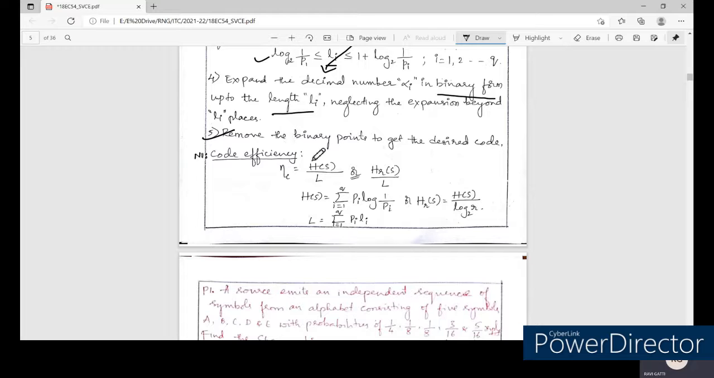After conversion we need to calculate how efficiently we have converted the source alphabet into code alphabet. For that we use the code efficiency equation, eta c is equal to H of S divided by L, where H of S is the entropy of the source and L is the average length of all the code words. H of S is the summation from i equals 1 to q of pi log 1 by pi, which is the entropy of the source, and the average code length is L equals the summation from i equals 1 to q of pi into li. If I calculate this, then I will get the source efficiency.